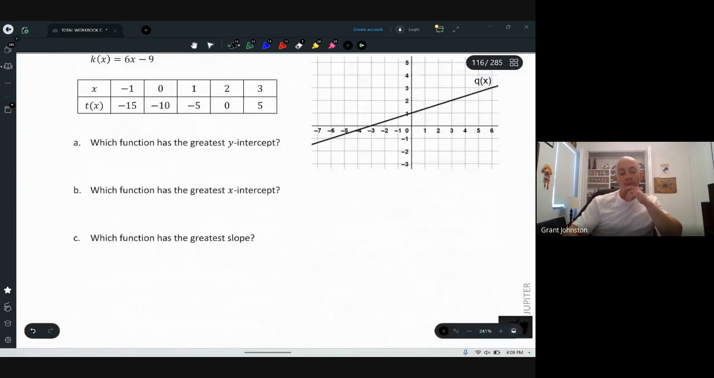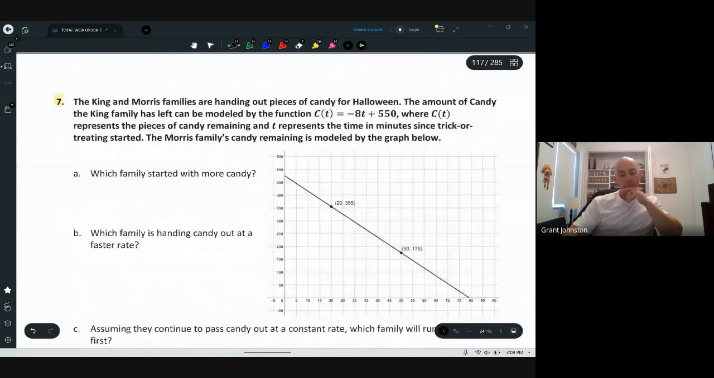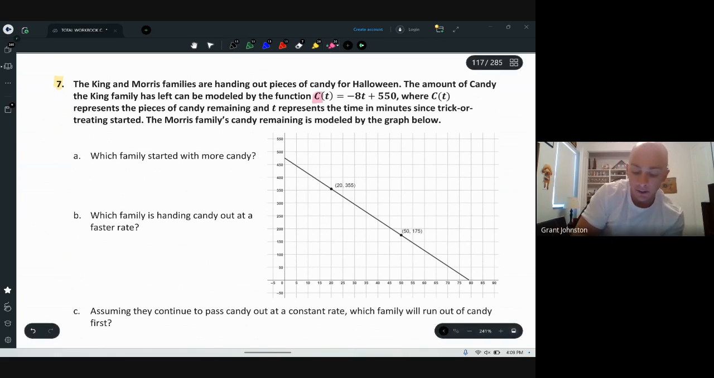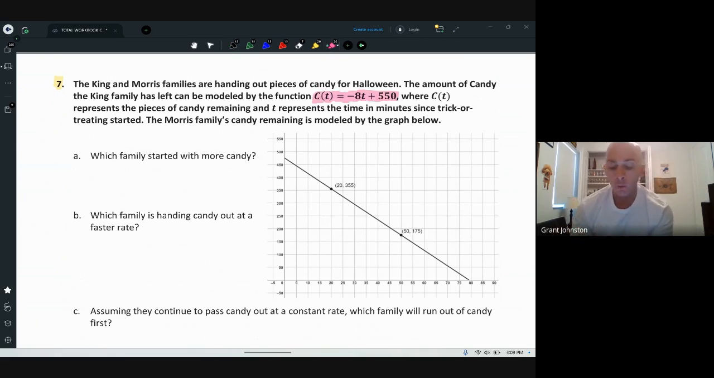You do 6? I'll do 7. The King and Morris families are handing out pieces of candy for Halloween. The amount of candy the King family has left can be modeled by the function c of t equals -8t plus 550. Let me highlight that. Where c of t represents the pieces of candy remaining and t represents the time in minutes since trick-or-treating started.